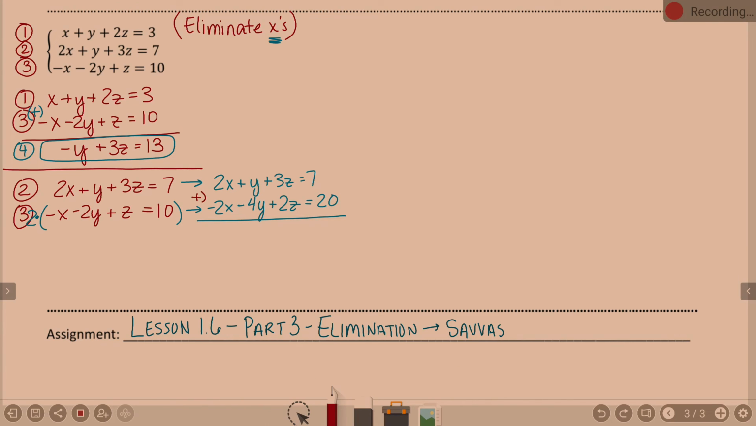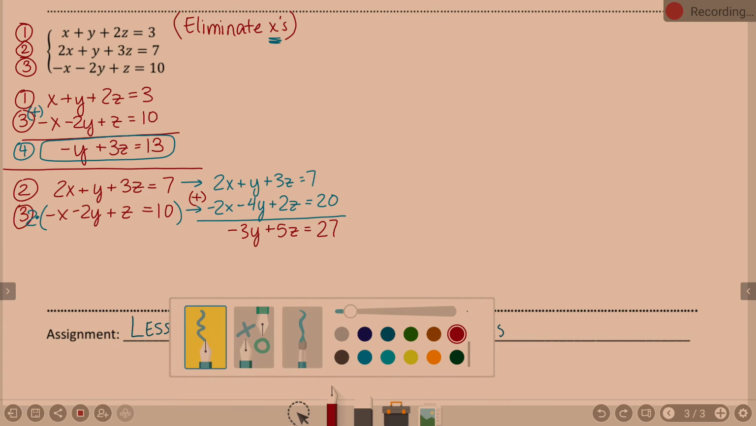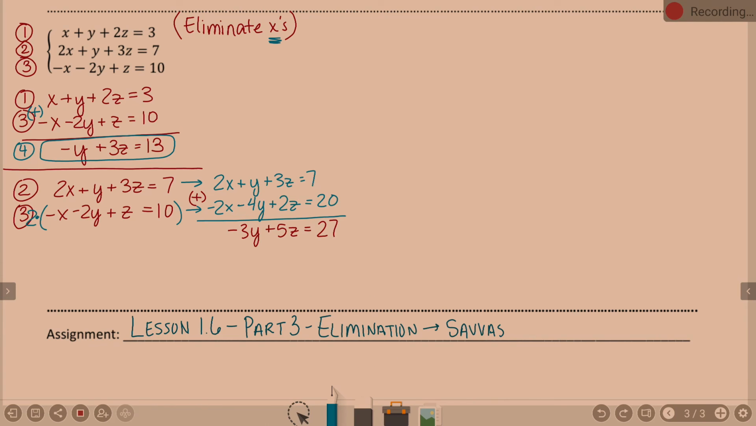And now we are set up to add. 2x plus negative 2x cancels. Y plus negative 4y is negative 3y. 3z plus 2z is 5z, equals 27. What am I going to call this? I'm going to call this equation 5.